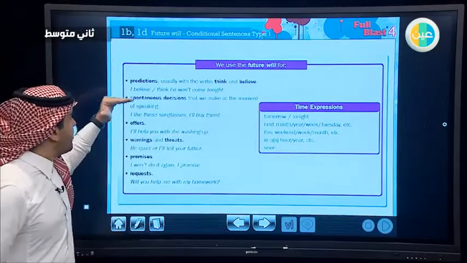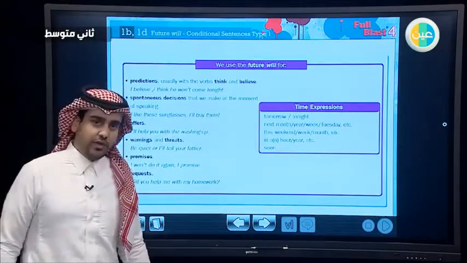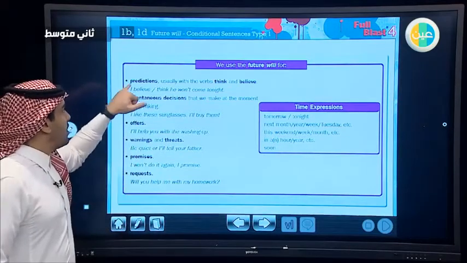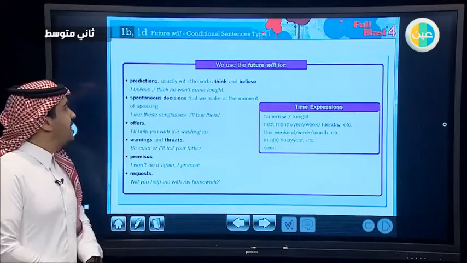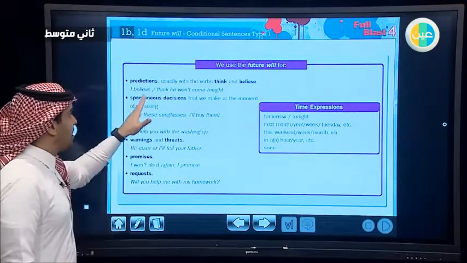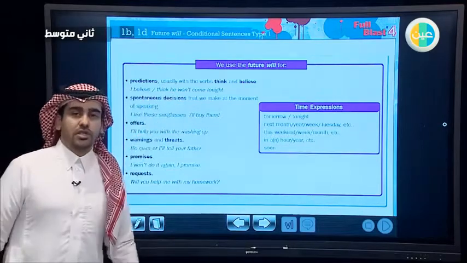Okay, so we have 1, 2, 3, 4, 5, 6 different uses for future will. Okay, so the first one, we use will with predictions, usually with the verbs think and believe. Okay, and here's an example. I believe or I think he won't come tonight.